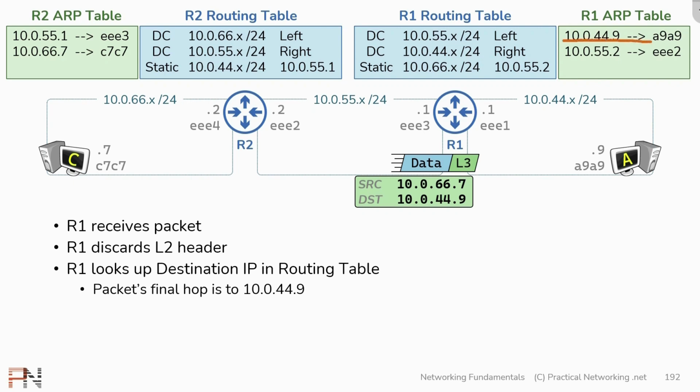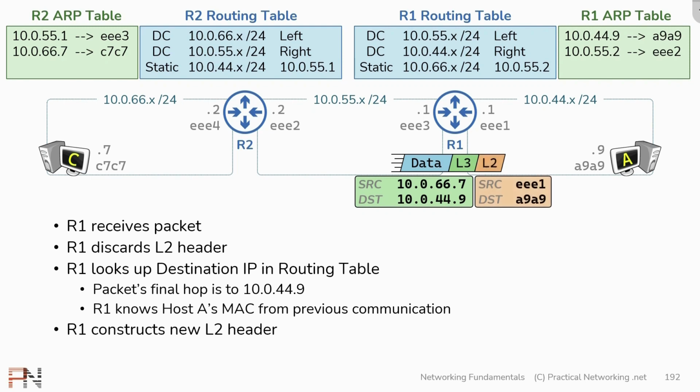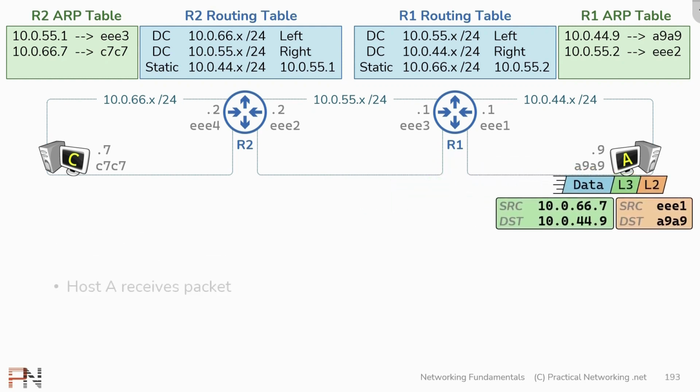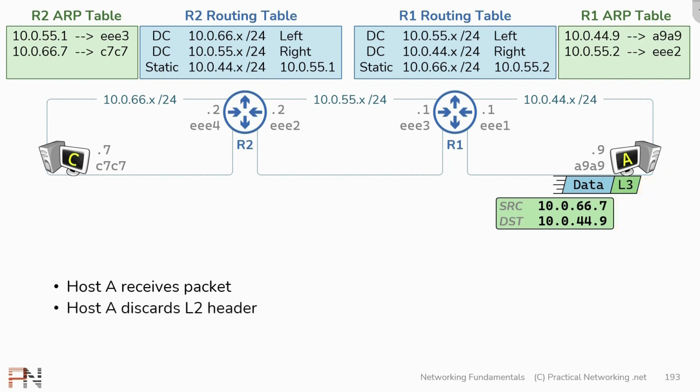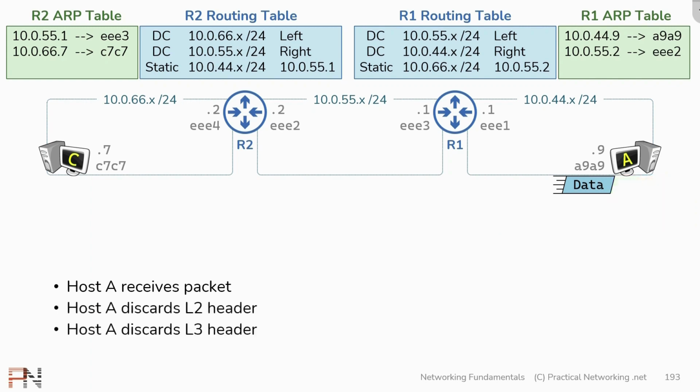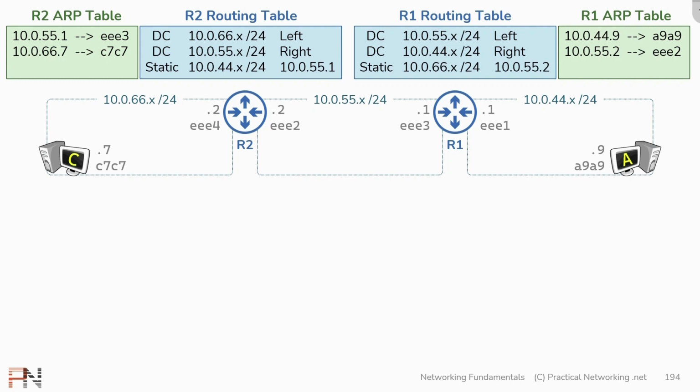And since router 1 has the ARP mapping for the IP address 10.0.44.9, router 1 is able to construct a layer 2 header which will get the packet across to its final hop. This will then allow router 1 to send this packet to host A. Once host A receives the packet, host A will discard the layer 2 header, then host A will discard the layer 3 header, and finally host A will process the response data. And that is everything that occurs to get the response data from host C all the way back to host A.